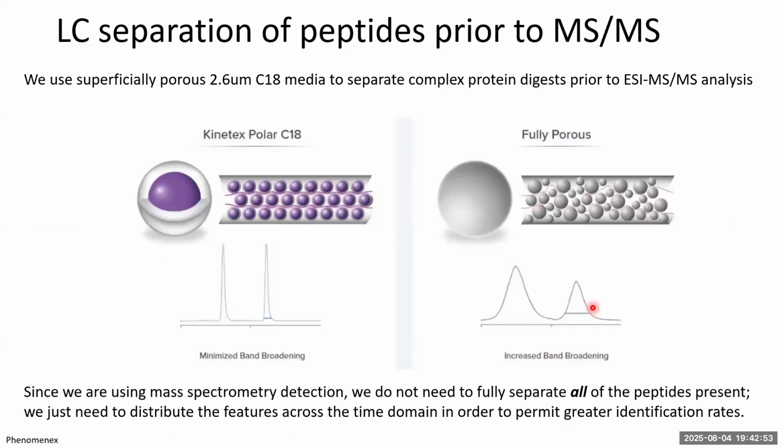A quick word just about the separation of peptides. We're using these superficially porous media to try and get nice sharp peaks. We're hoping to resolve as many peptides as we can in these rather complex mixtures. There's thousands of peptides, and so we're trying to use a good system to get rapid resolution of these thousands of peptides. But of course, we're not using a UV detector, we're using a mass spec, so we don't actually need to resolve them all from each other. As long as we just spread those peptide signals across the time domain, we can give the mass spec a fair chance to identify as many peptides as possible.